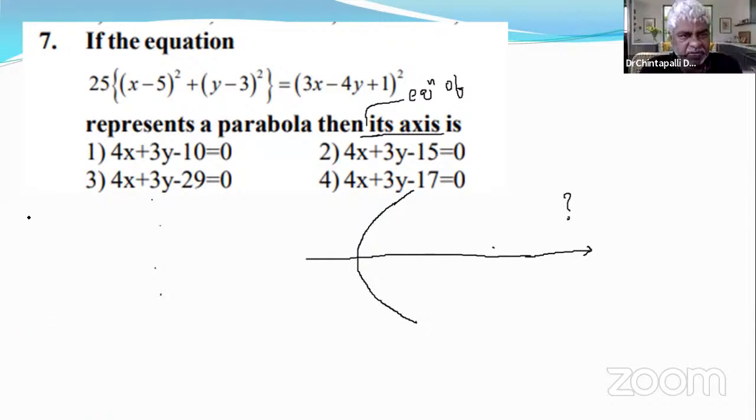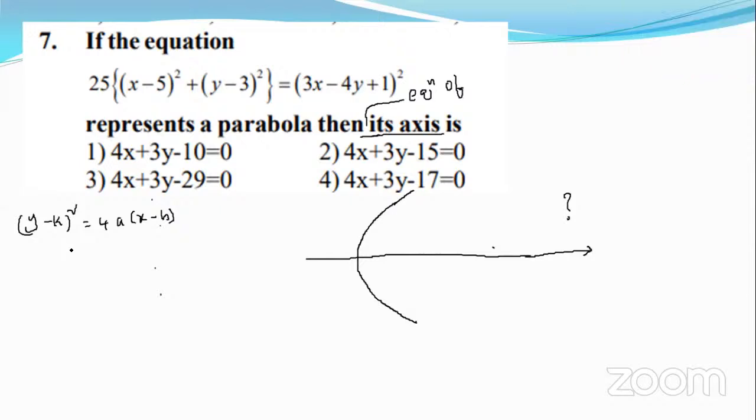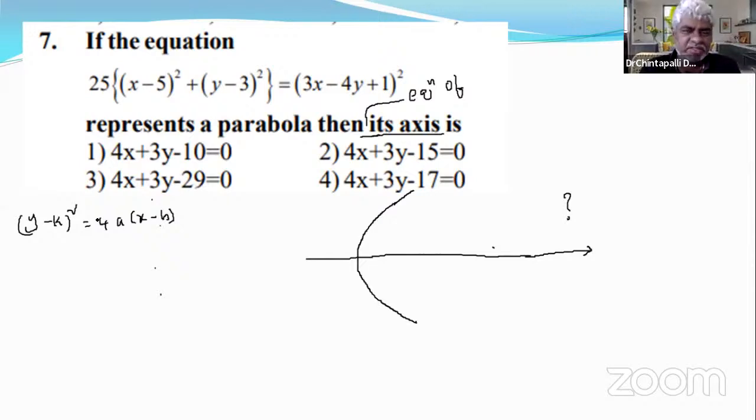y minus k whole square is equal to 4a into x minus h. In this case, the equation of the axis is y is equal to k. These are the 8 cases. In these 8 cases, we can tell the equation of the axis easily. But in this case, it is beyond those 8 cases.